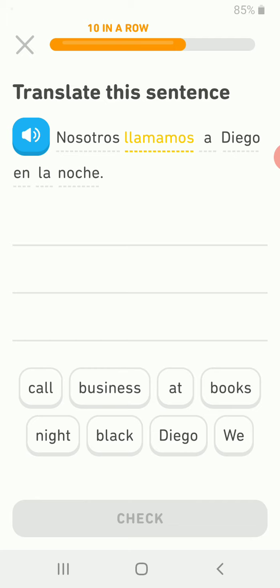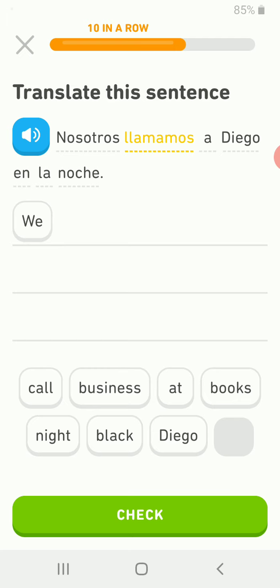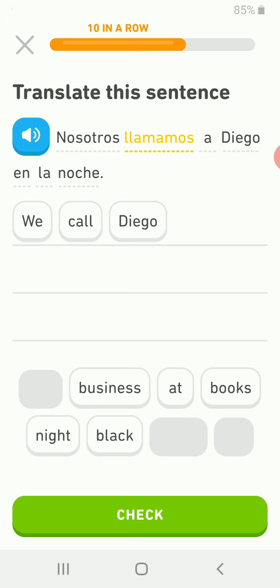Nosotros llamamos a Diego en la noche. So we call Diego, llamar. We have seen a lot of verbs now that really need this preposition a: ayudar a, visitar a, llamar a. And I think there are some others.